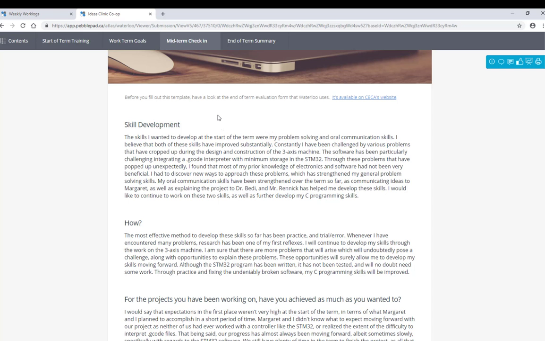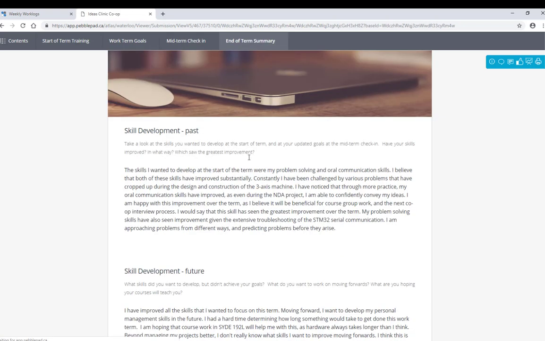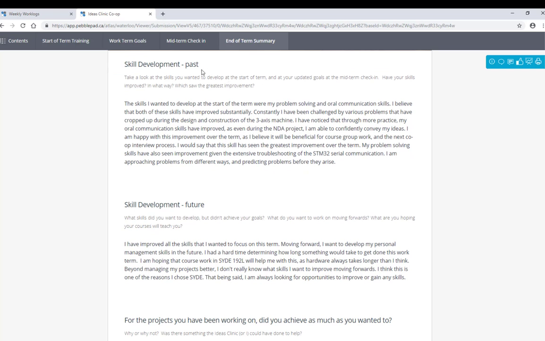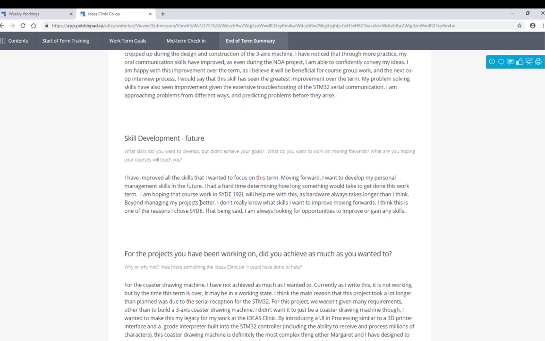Similarly, at the end of term, tied in with the formal evaluation that our co-op office requires, I had them fill in a slightly longer one. Some of these sections are in common with the midterm check-in. Again, looking at, over the work term, what were you hoping to develop and how did it go? But then also look forwards.